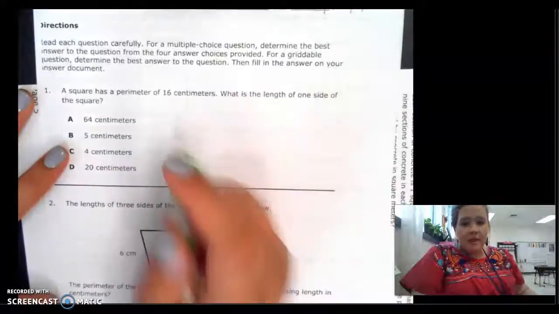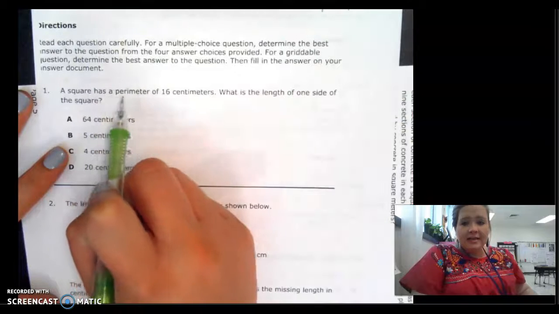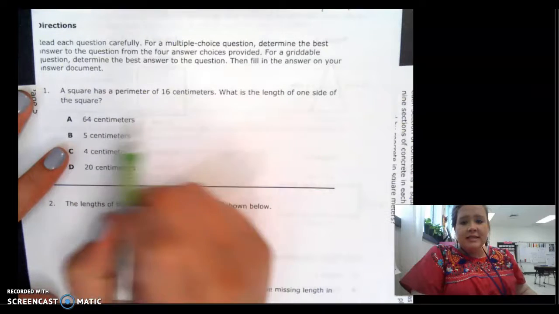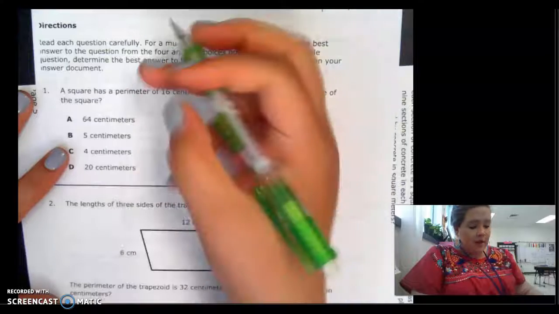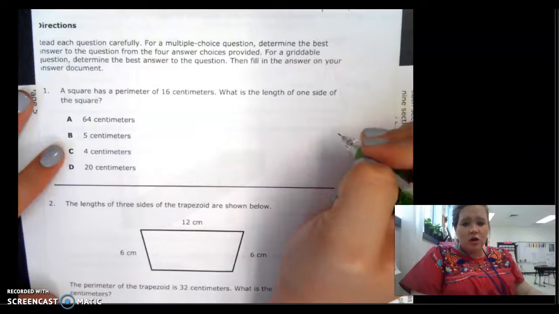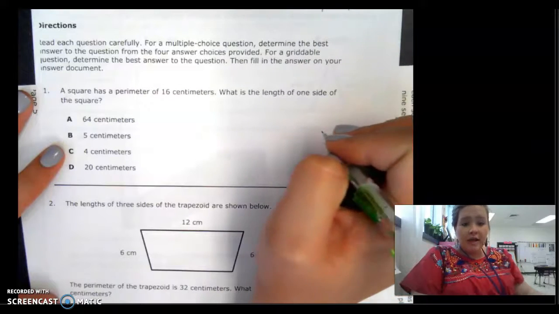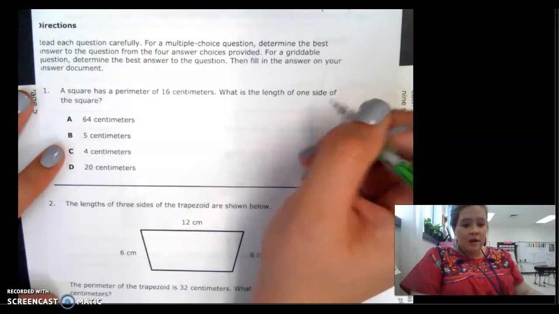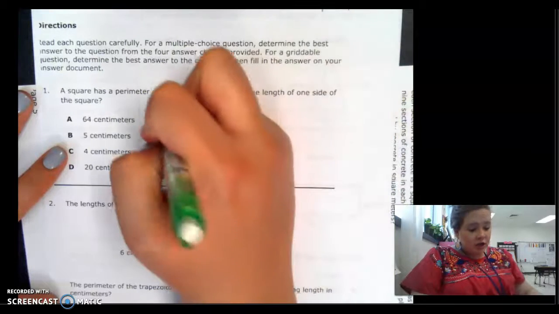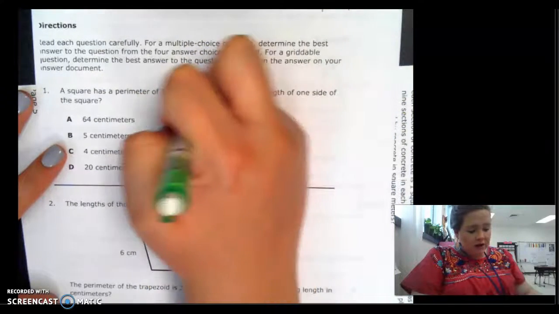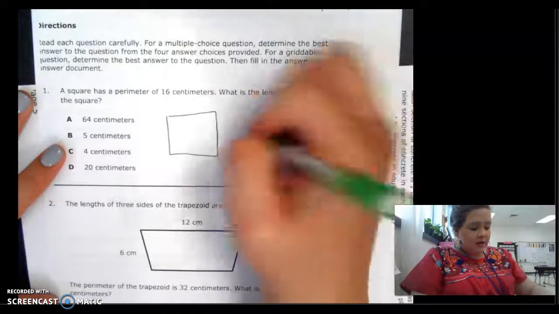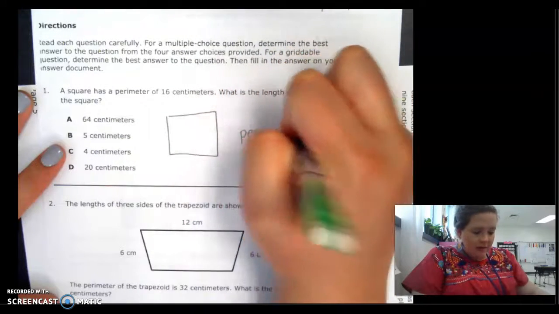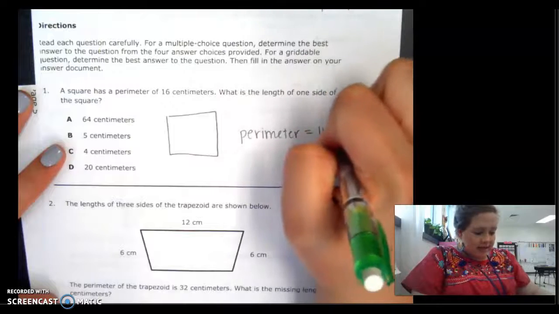Okay? So a square has a perimeter of 16 centimeters. What is the length of one side of the square? Well, do we have a picture drawn on in our question? No, we don't have a picture. So you need to draw your picture. Okay? So I know that my perimeter equals 16 centimeters.